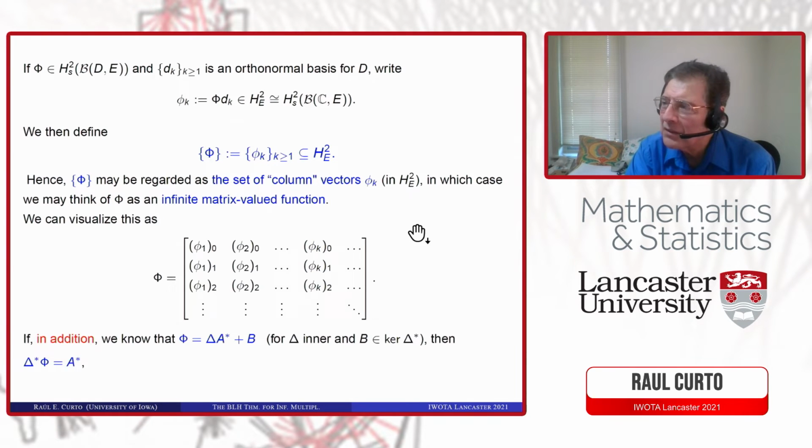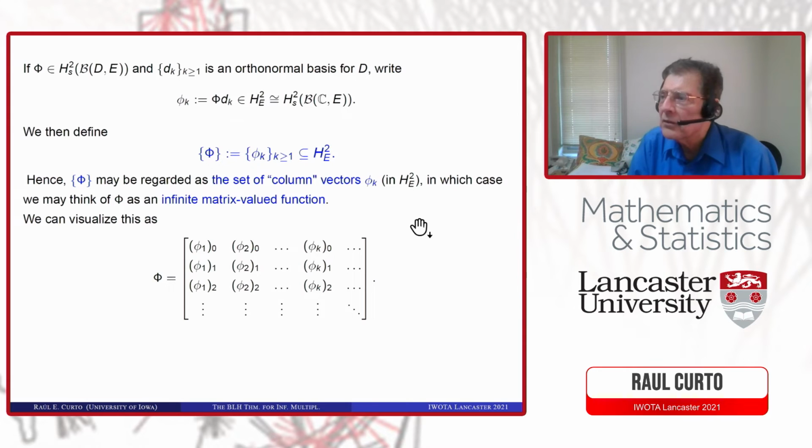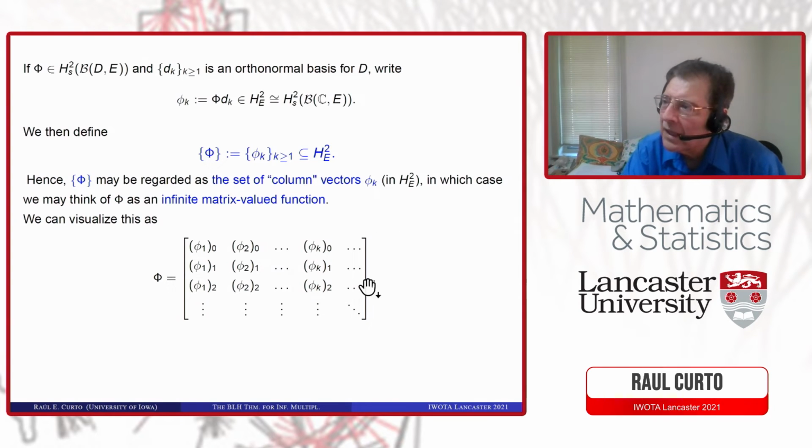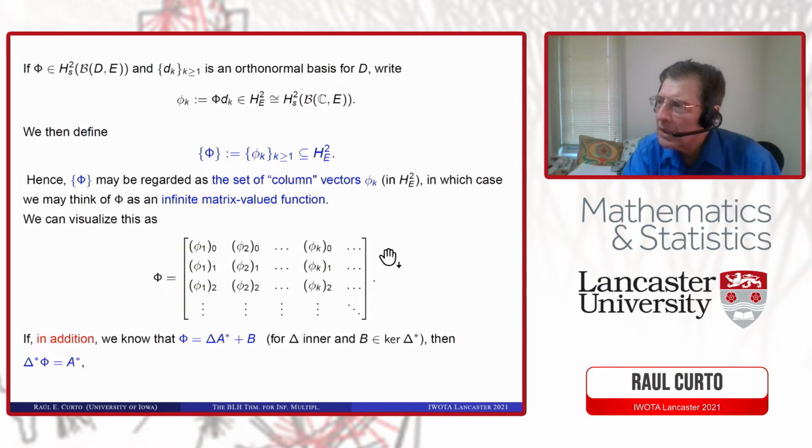So phi may be regarded as a set of column vectors phi k, in which case we may think of phi as an infinite matrix-valued function. Here is the diagram. You take phi 1 and write all the coordinates; these are all numbers now. And phi 2, same coordinates; phi k, the same. So phi is now an infinite by infinite matrix, an infinite matrix-valued function.